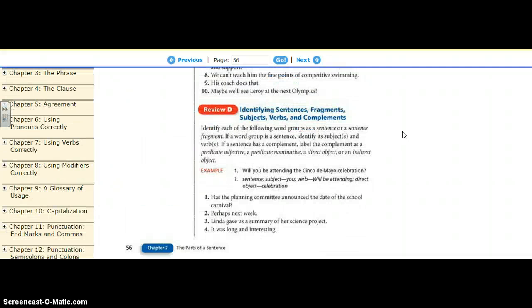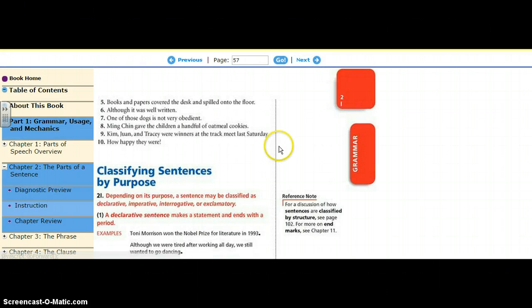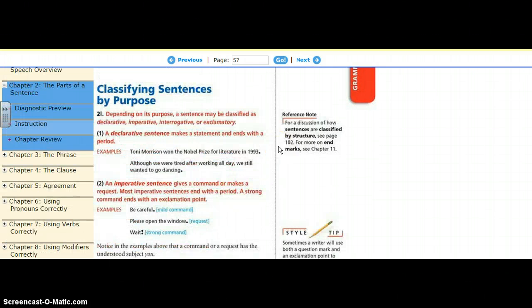We will skip review D and go on to page 57, where we have classifying sentences by purpose. Depending on its purpose, a sentence may be classified as declarative, imperative, interrogative, or exclamatory. A declarative sentence makes a statement and ends with a period. And you have the examples there.